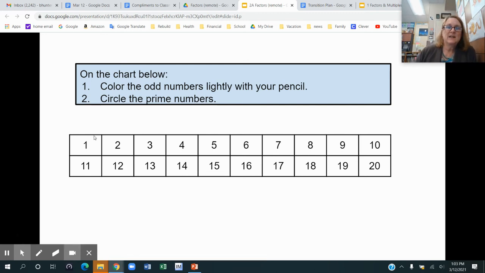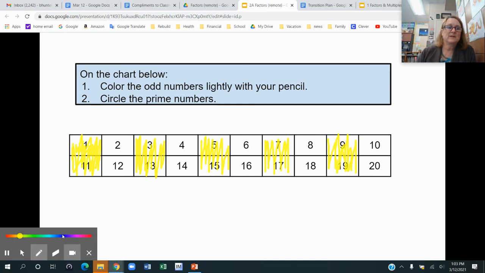Okay, the last thing we're going to do is color the odd numbers lightly with our pencil, and then circle the prime numbers between here and 20. So let's take a look at this. I'm going to make this a little bit lighter. See how this works? They're right on top of each other because every other number is an odd number. So I'm coloring those lightly. You do that too.